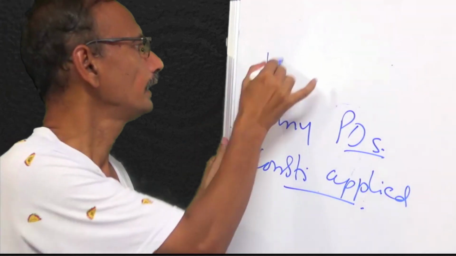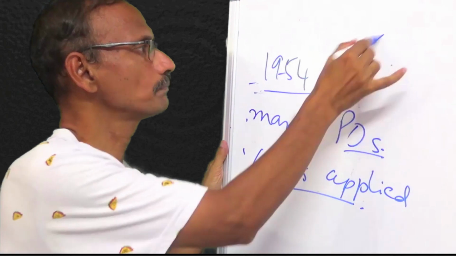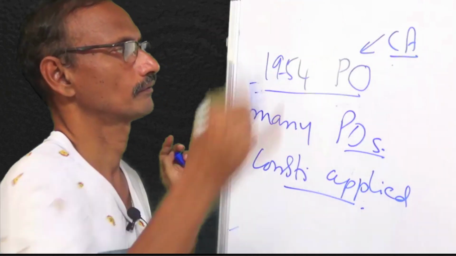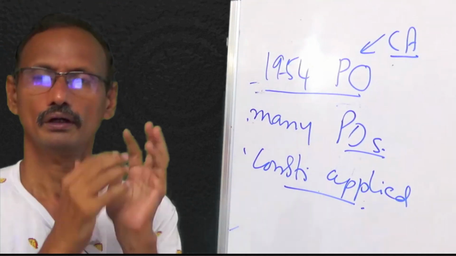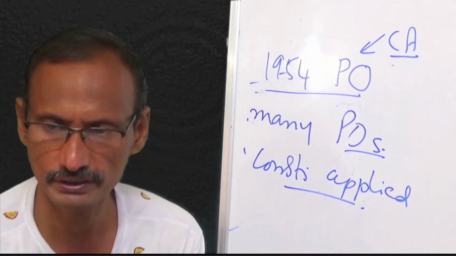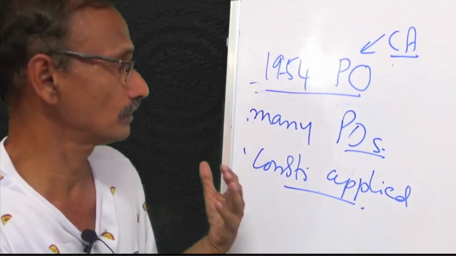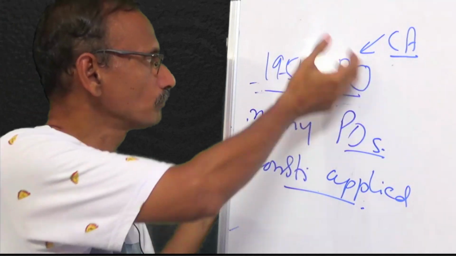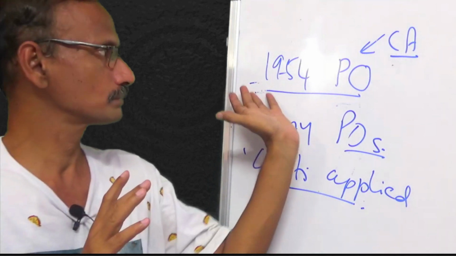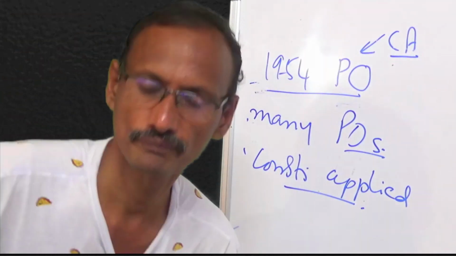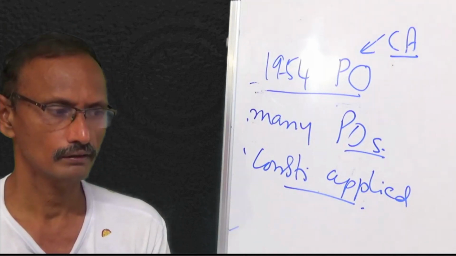There was one 1954 presidential order. This was passed by the Constituent Assembly. So India, instead of passing new presidential ordinances replacing the 1954 one, made amendments and modifications to this 1954 order. 1954 was passed by the Constituent Assembly. Okay, whether that is legal or not is debatable.